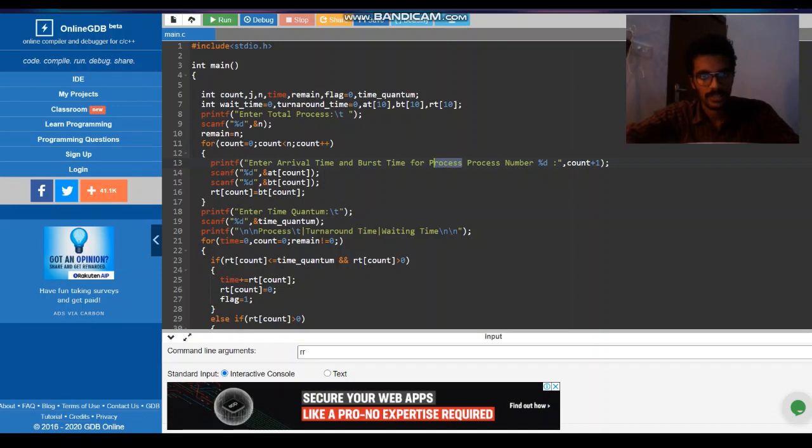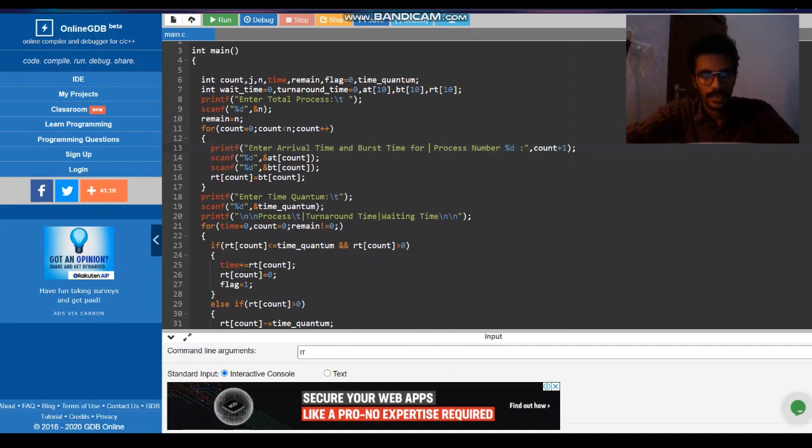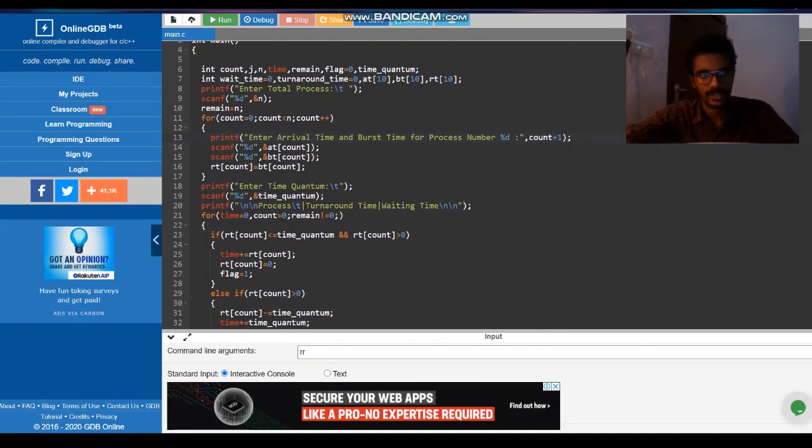I'm sorry, I made a mistake here. And then here I'm using scanf, like %d, &at[count], arrival time count, and then scanf burst time, taking the count, entering the time quantum. Okay, time quantum is a variable, initializing it, and printf like process, turnaround time, waiting time. Printing all these three.